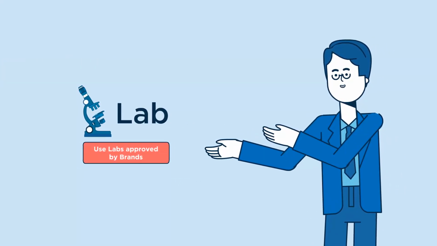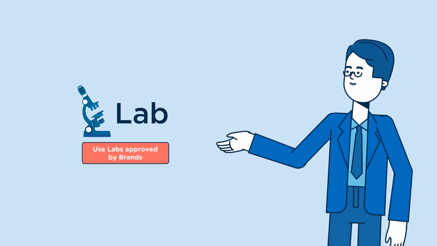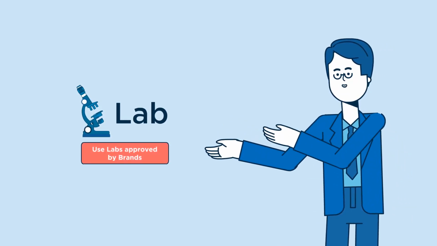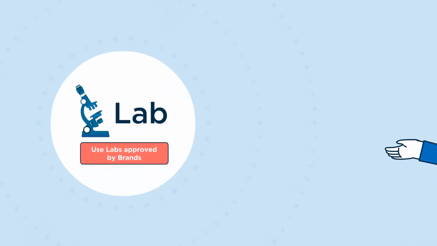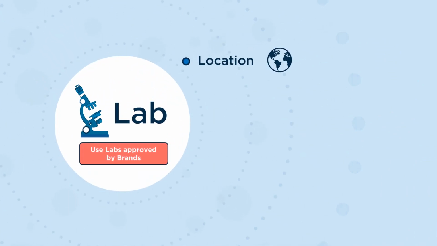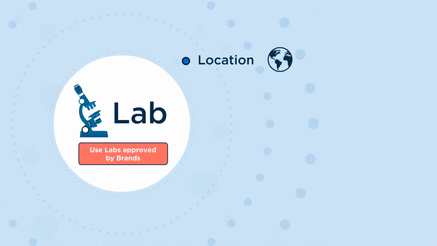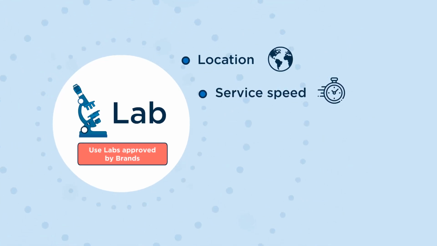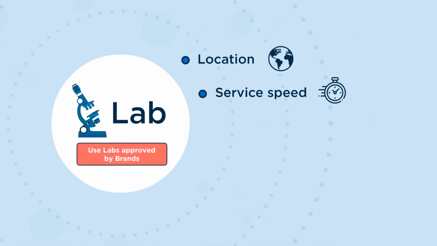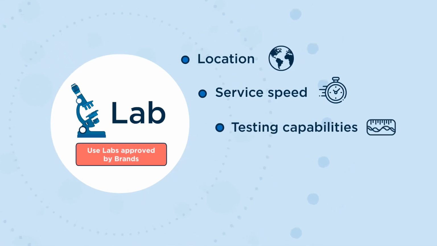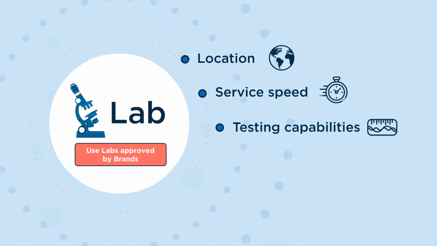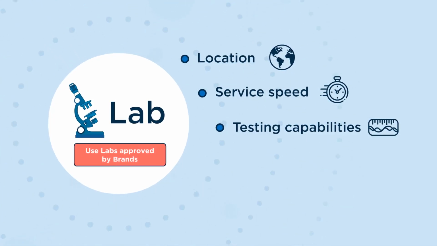First, let us talk about selecting the right lab. There are multiple labs that can do RSL testing, so you need to consider the following. Location. Is the lab close to your facility so that transport is fast and convenient? Service speed. Understand how long the lab will take to do all the tests you need. Testing capabilities. Make sure the lab can do all the tests using the correct test methods.